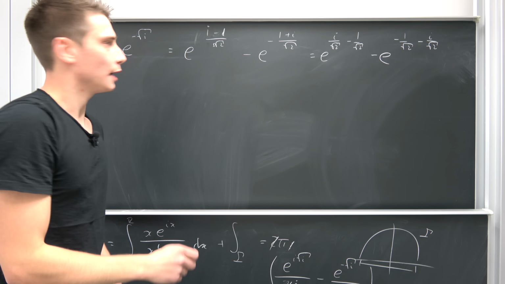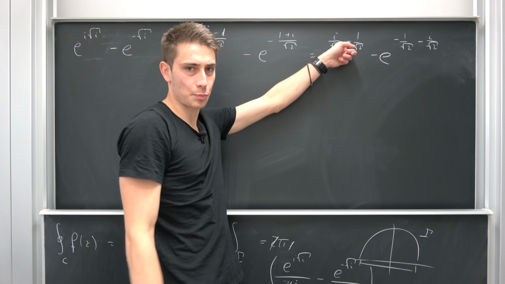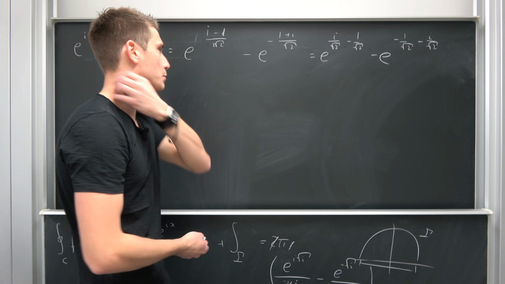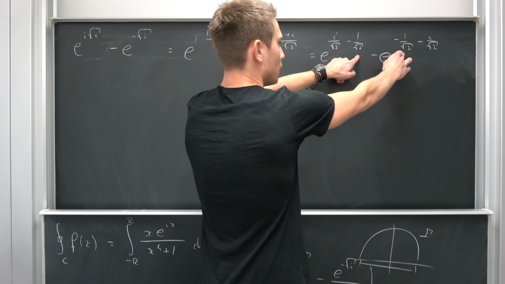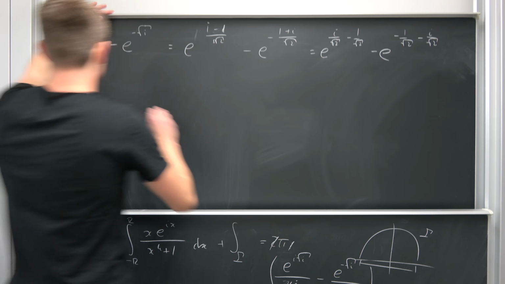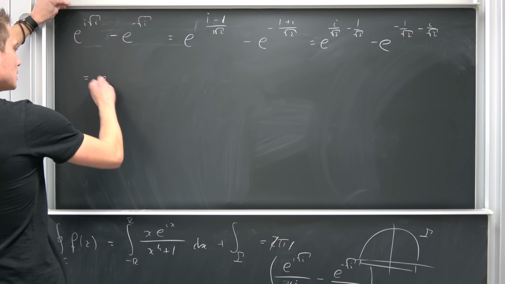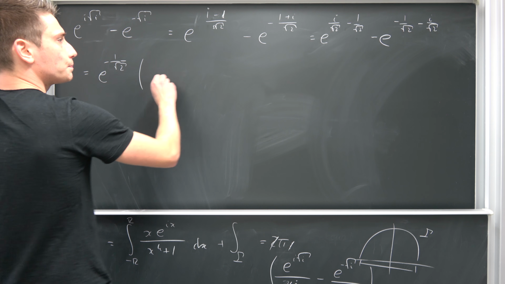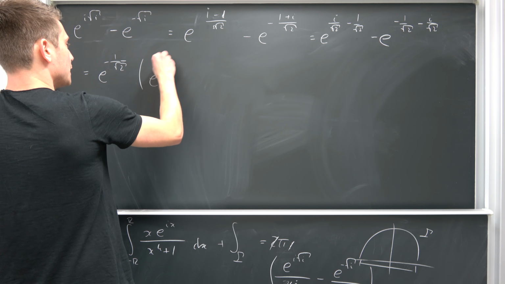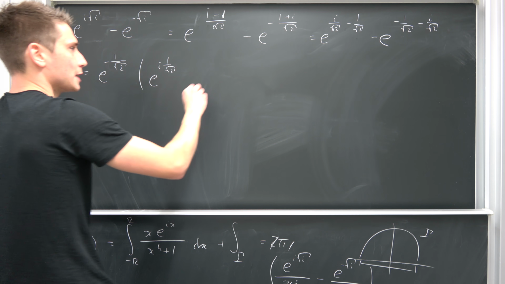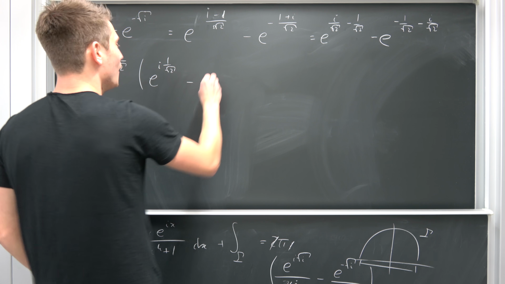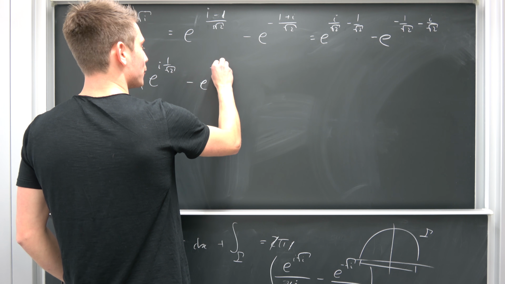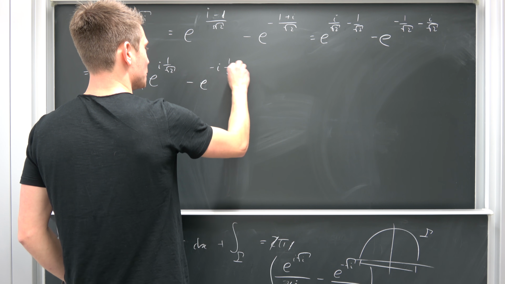Okay. And since the exponent is additive, we can break this exponential function up into the multiplication of exponential functions. And you see we have this common factor of e to the negative 1 over square root of 2. So why not factor this out? So this is e to the negative 1 over square root of 2 times e to the I times 1 over square root of 2. I'm going to put it that way. Minus e to the, this is actually really nice, negative I times 1 over square root of 2.